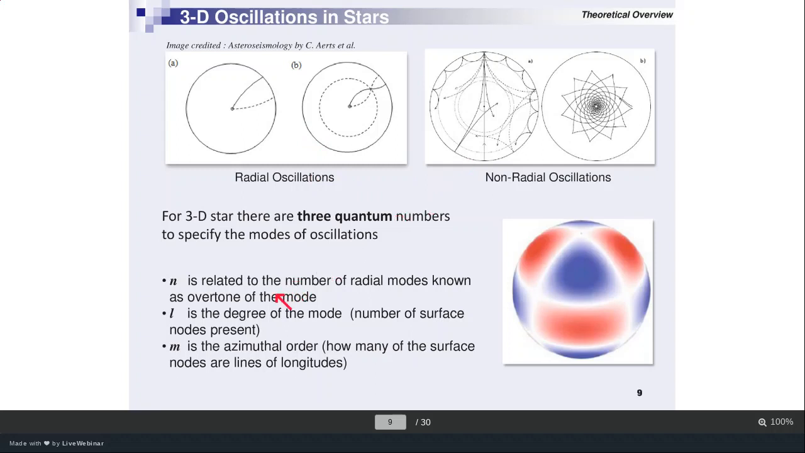Now when we define these oscillations, we need 3 numbers. They are very important, like quantum numbers. So we call these quantum numbers. N is the number of radial modes. L is the degree of the mode. That means L is just to define the non-radial oscillations. M is also to define the non-radial oscillations. So I cannot go into detail about these things within this limited time. But remember, N is the radial modes. L and M are the non-radial oscillation modes.